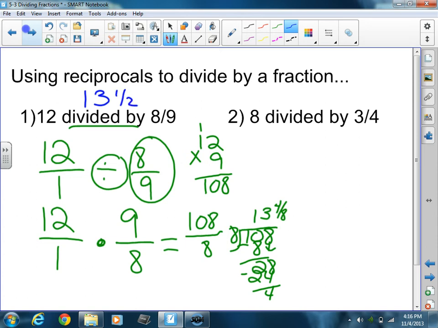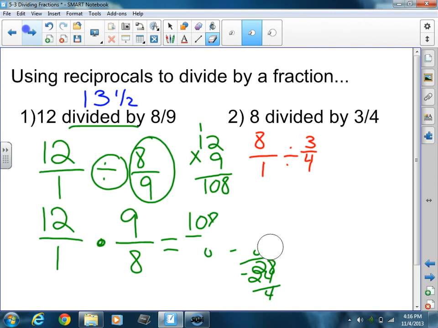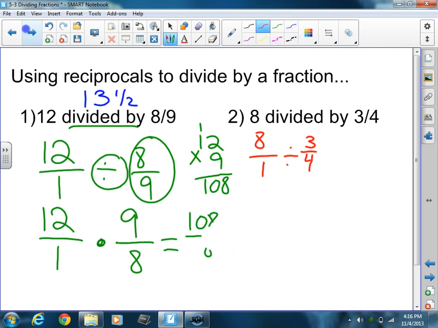It's that easy to divide fractions. If you think about it, there's really no division involved. It's all multiplication. So let's try another one. 8 divided by 3/4. Just like the first one, I'm going to take the whole number, turn it into a fraction, divide by 3/4. Now since I'm not dividing, I'm going to be multiplying. I need to take the 8 over 1 and multiply by the reciprocal. So 4 over 3. Now I'm ready to multiply.